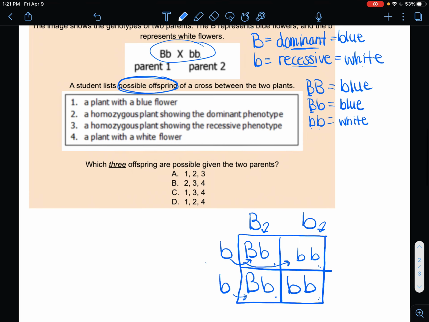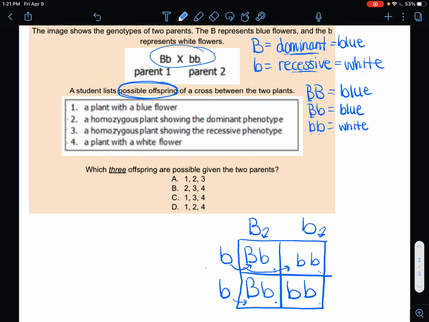So we got to go through this list one by one. And what we're going to do is if it is a possible combination for the offspring, if it is shown in our Punnett square, we'll put a little check. If it's not in the Punnett square, we'll just cross right through it. And that's going to help us pick from the list down below.